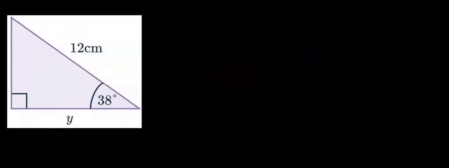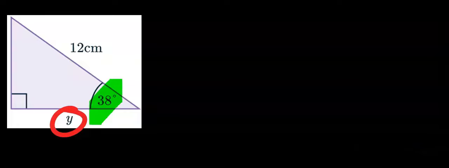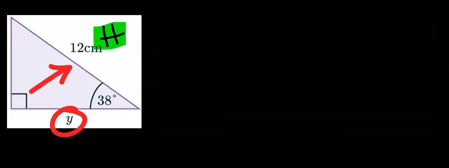To apply Sohcahtoa, you are either looking for a missing length or a missing angle. Here we have an angle. The first step is to identify the hypotenuse, which is the longest side. The longest side is the side facing the right angle. Hence, 12 centimeters is the hypotenuse.